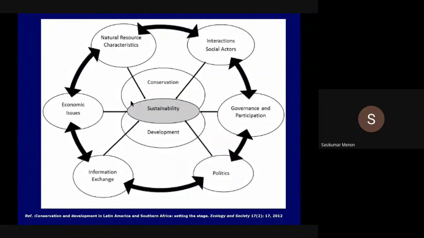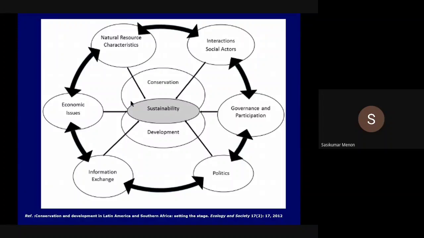Now, how can we do it? It has to be a collective effort of policies, social work, governance, politics, information exchange, and even economics. Everything has to look at conservation and development coming together so that there is sustainability. That's the entire solution for the entire matter.